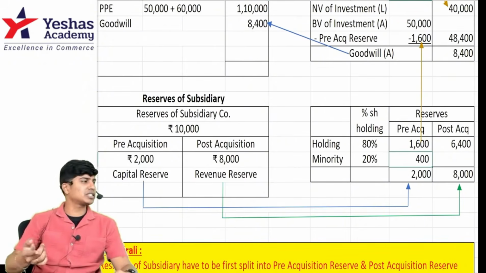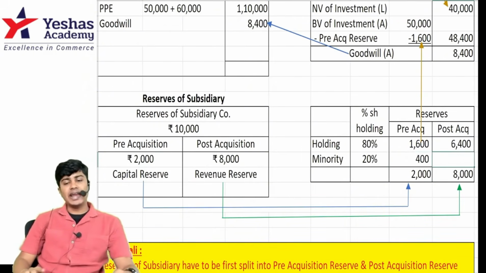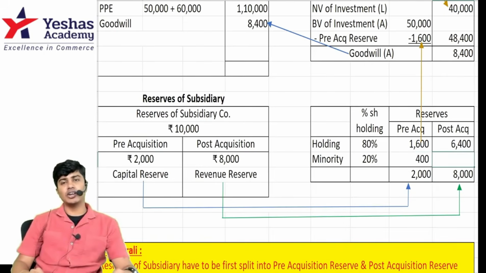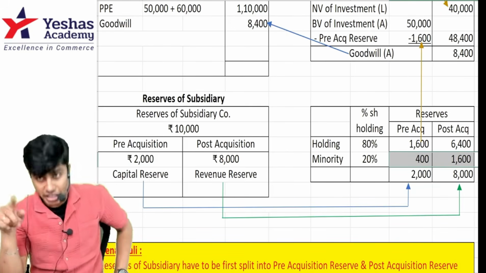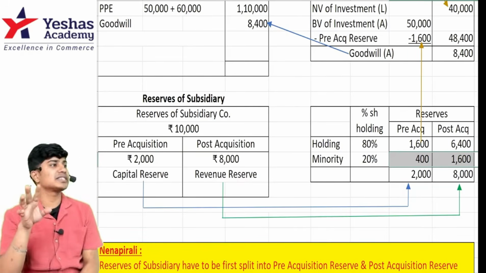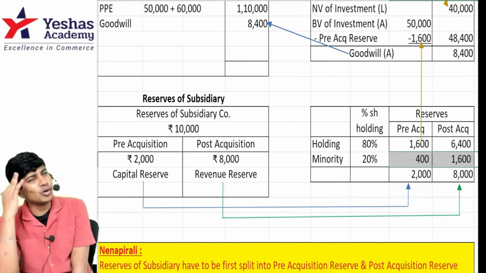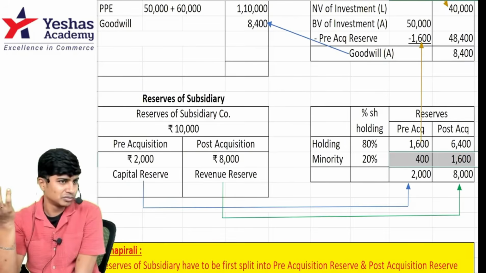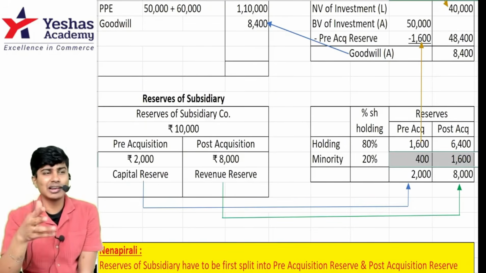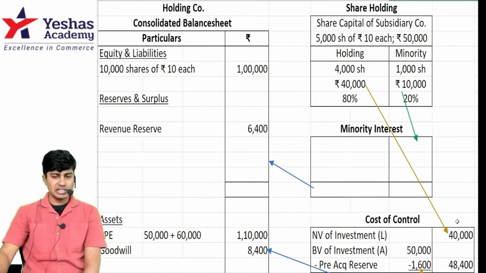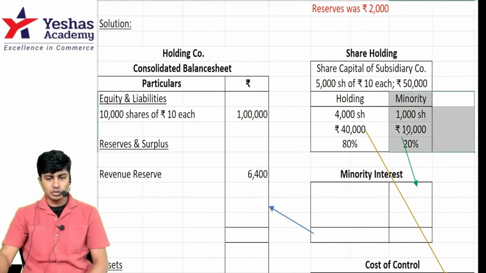2,000 minus 1,600, or 8,000 into 20%: 1,600, or 8,000 minus 6,400. What is this 1,600 and 400? Minority's share in profits of subsidiary. Minority share, I don't care whether it is pre or post. I'll write it in minority interest. Previously, this minority interest 10,000 we used to directly write to the balance sheet, no? Now I won't write directly. I kept it pending. This 10 I'll write here.